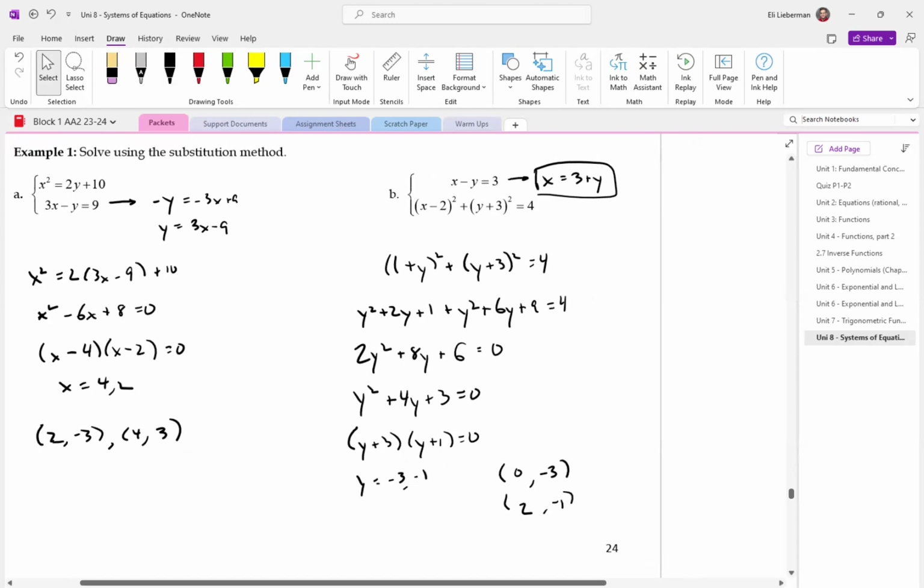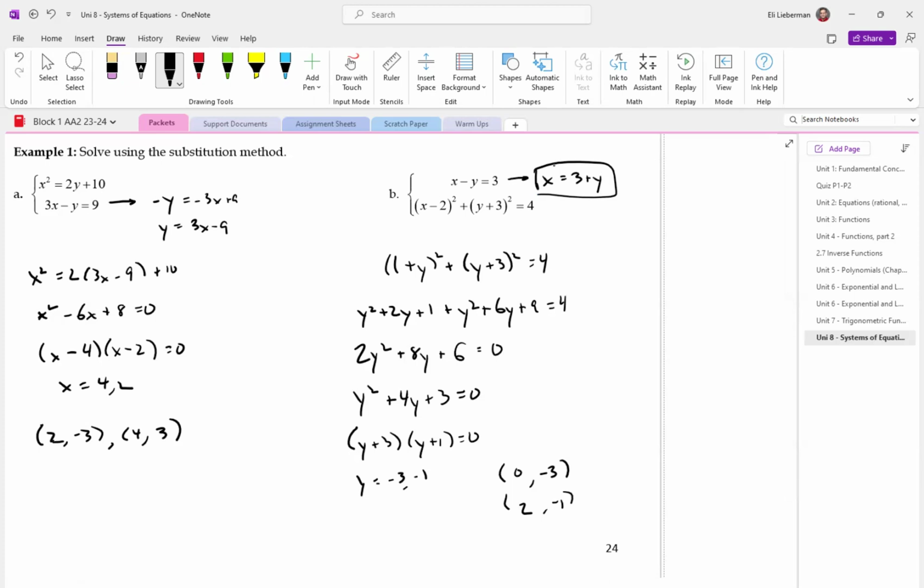2, negative 1. If I plug it in, I have 0 plus 2 squared. Cool, that one works. And if I plug in the other one, 0, comma 3, we get negative 2 squared, it's 4. 4 plus 0 equals 4. Cool, they both work. Ryan, that was fantastic. Thank you for your help.